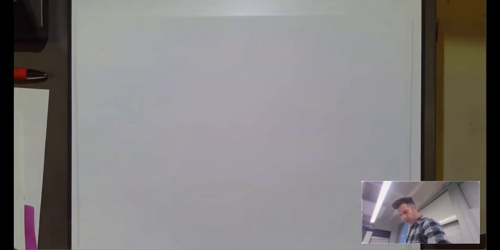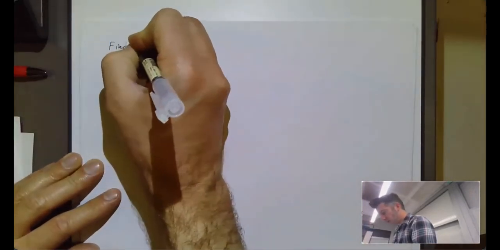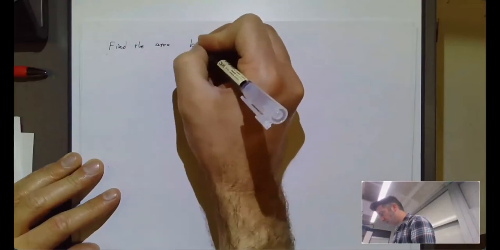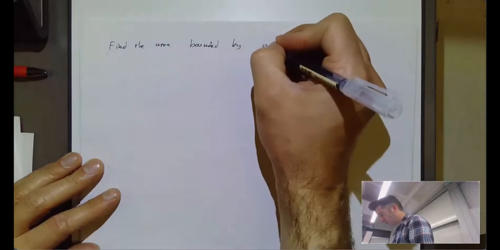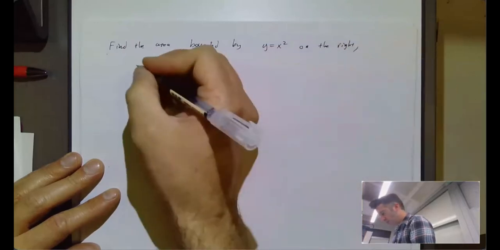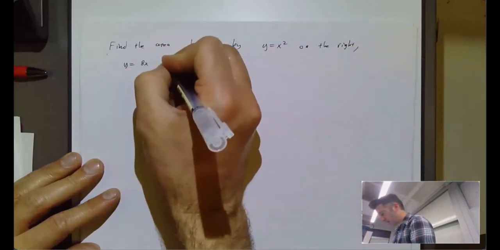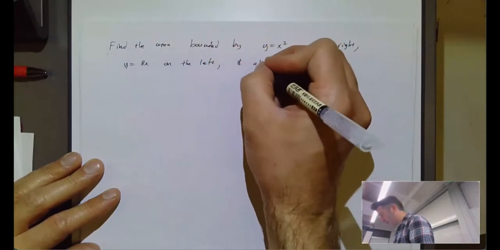Let's look at some definite integrals. Let's do this one because I think this one illustrates some important things. So let's find the area bounded by y equals x squared on the right, y equals 8x on the left, and above by y equals 16.